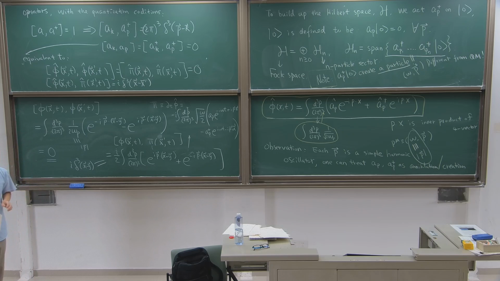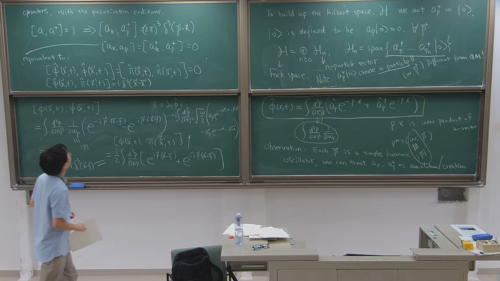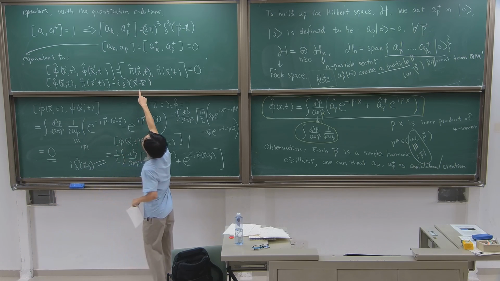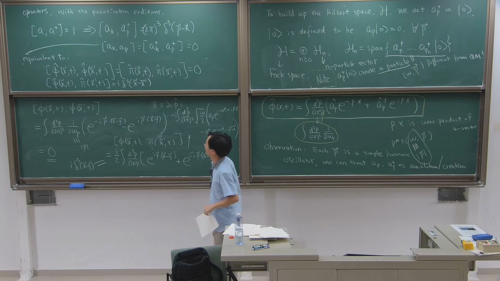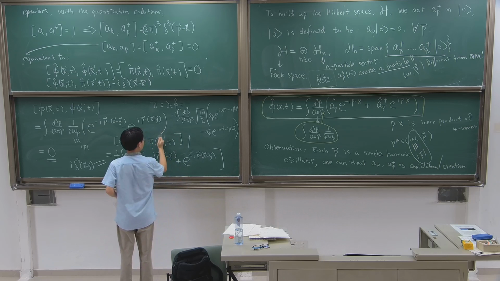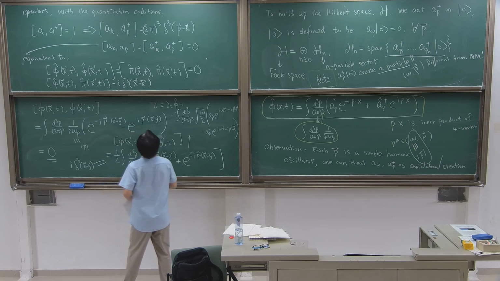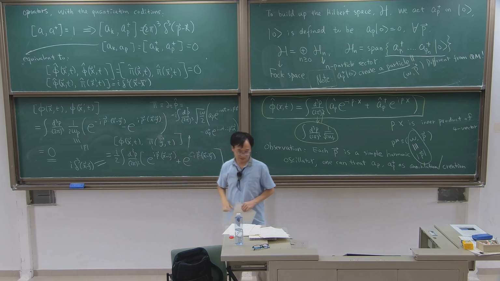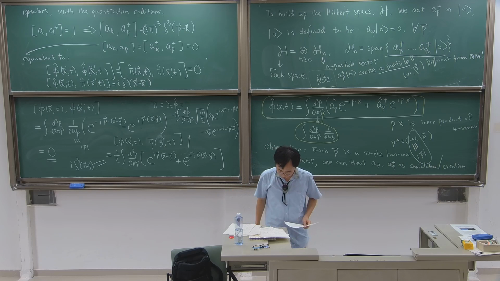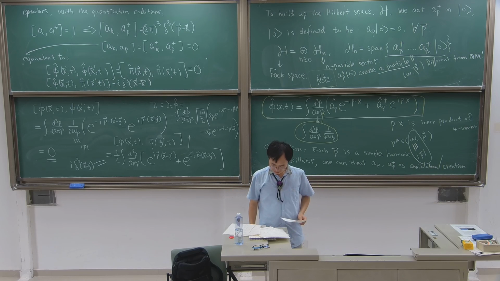Okay. It's a 3-dimensional delta function. Sorry, I remember why. Yeah, so we got that commutation relation between phi and pi. And we saw that indeed it's equivalent to the commutation relation between A and A dagger.